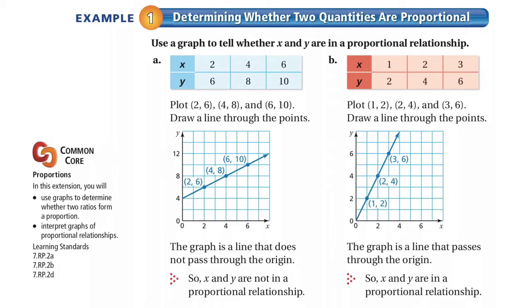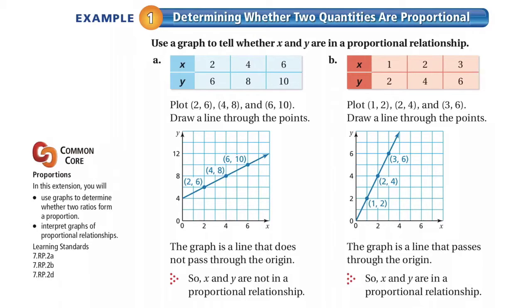Remember, the x value always comes first, and that's the number where we go along the x-axis along the bottom. So we put the points on there, 2, 6, 4, 8, and 6, 10, and we draw our line that goes through those points, and we extend it back toward the origin, and we see this doesn't go through the origin. In fact, it passes through where y is 4.